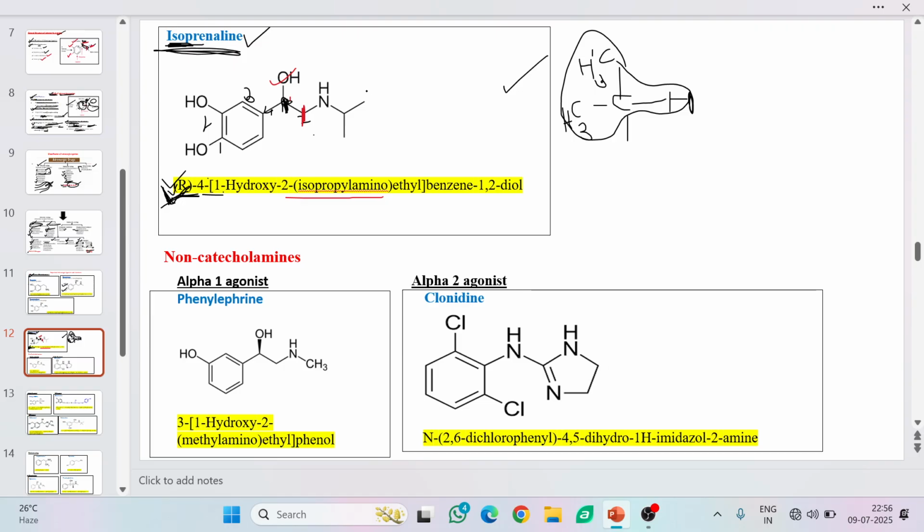So this group is isopropyl group. So 2 isopropyl amino, isopropyl with this amino, ethyl, again ethyl, two carbon ethyl, benzene 1,2-diol. Okay, so this is basic IUPAC name of this isoprenaline and the basic structure of isoprenaline. Now this is a catecholamine. Now moving toward next, that is non-catecholamine. It does not contain the catechol nucleus, so that's why they are called as a non-catecholamine.